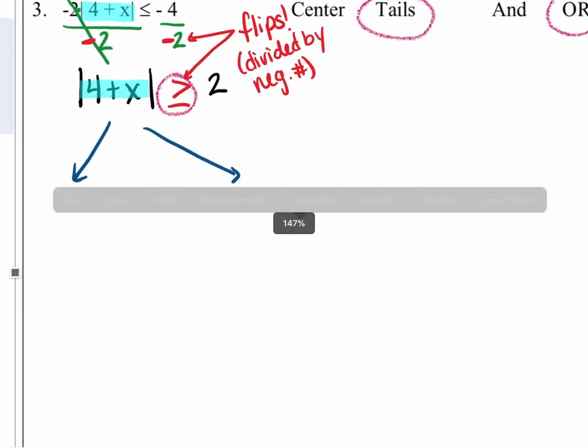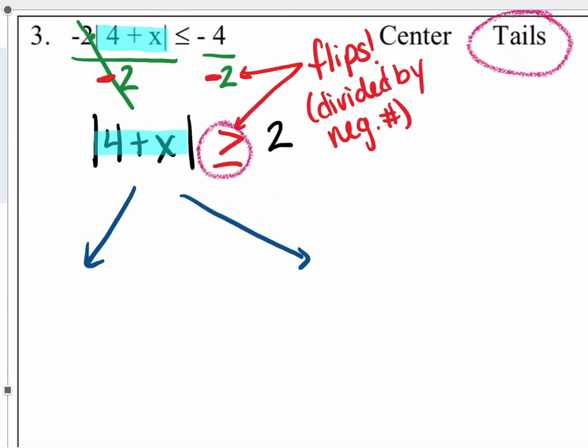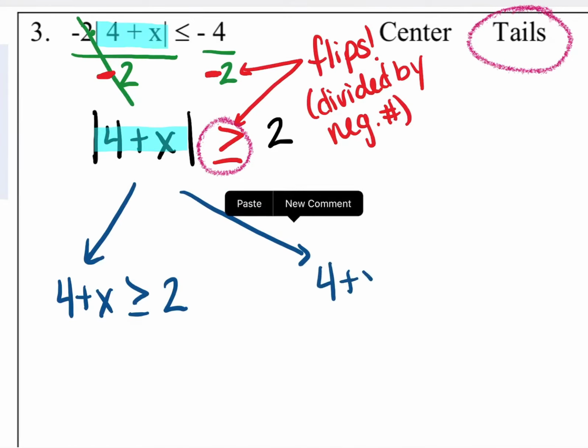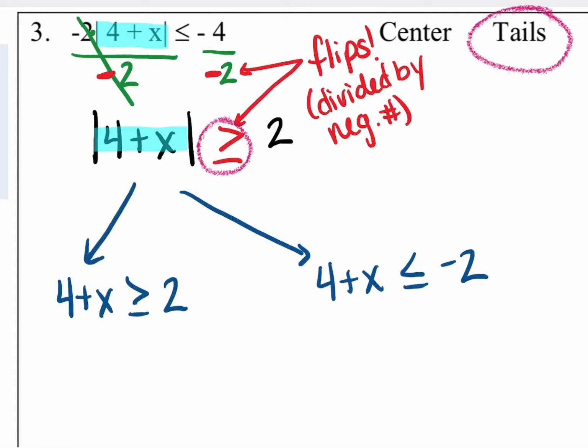Now if we're going to rewrite and split our absolute value inequality, we will get 4 plus x is greater than or equal to positive 2. Remember, we're going to keep it, copy and paste, just drop that absolute value. And 4 plus x is less than or equal to negative 2. So remember, this time we have to change the inequality sign and the sign of our number.